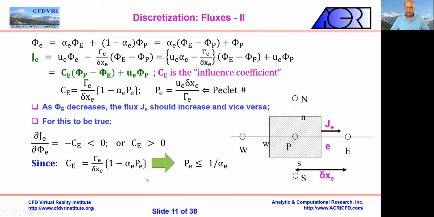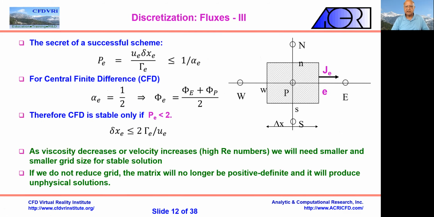You will look at this equation, and if you do the math, you'll find that it puts a restriction on Pe, on how you can interpolate and under what condition, as a function of Pe. This is a very important conclusion for convective-diffusive flows, and it determines how we use the scheme. So the secret of a successful scheme is that the Peclet number must be less than 1 over alpha E. The interpolation must be done in such a way. Now, if you look at the central difference scheme, it says alpha is half, right?